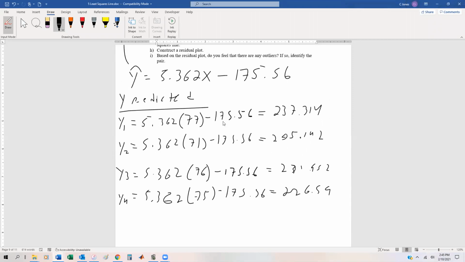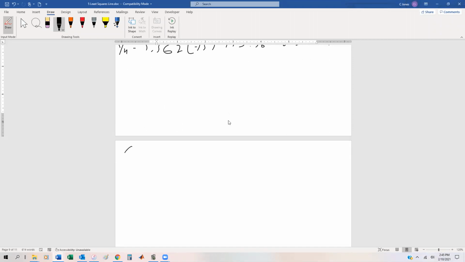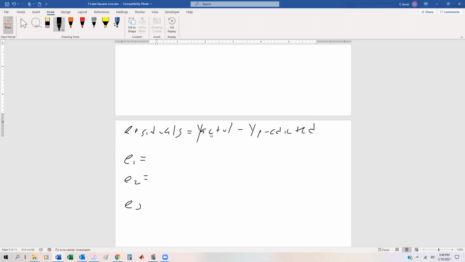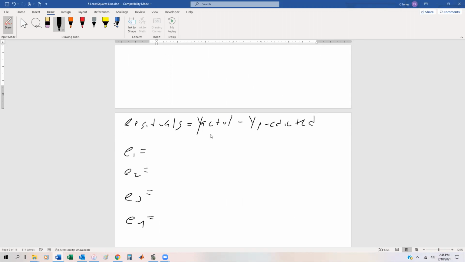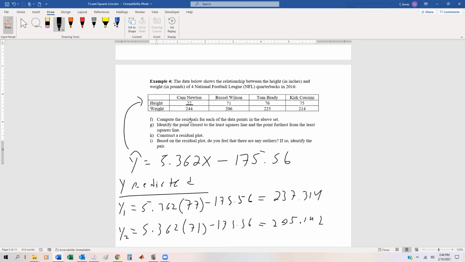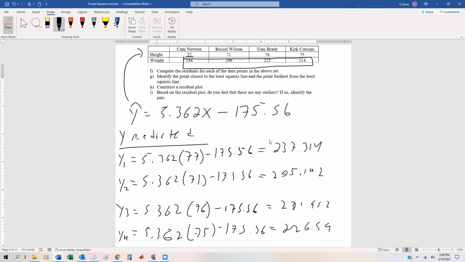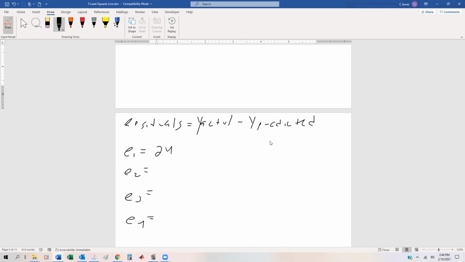And the residuals are going to be the actual minus the predicted. So y actual minus y predicted. And we call these E1, E2, E3, and surprisingly E4. Now the actual data, remember, you get right from here. Those are the y values, right from the original data. So that's going to be 244, and then 206, and then 225, 214.